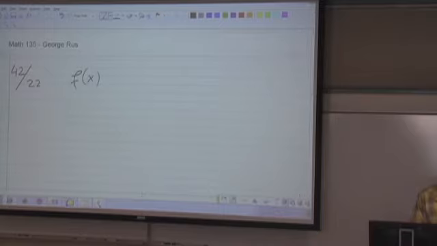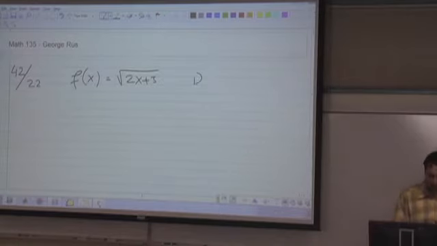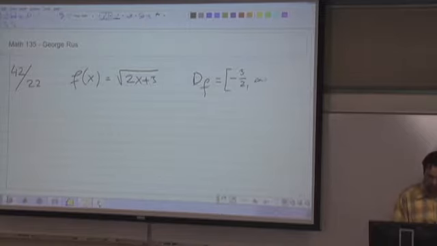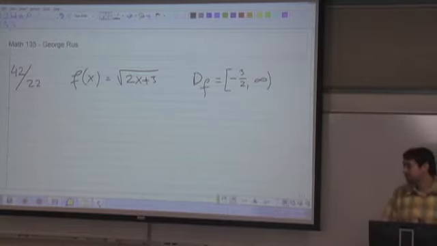So f of x was equal to the square root of 2x plus 3. Right? So as a first thought, what's the domain of f? You mean negative 3/2 to infinity? Yeah. Yes? Negative 2. Sorry? Would it be negative 2?